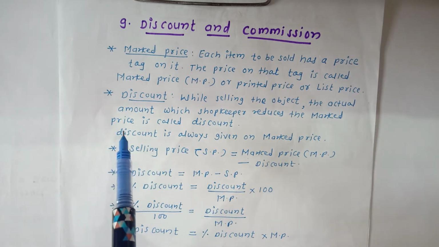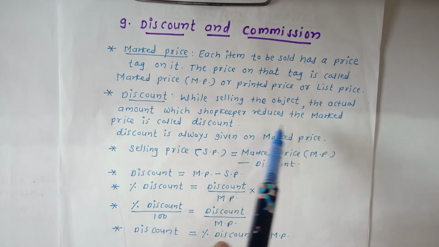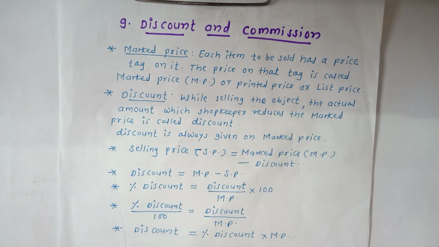Then what is meant by discount? While selling the object, the actual amount which the shopkeeper reduces from the mark price is called discount. Discount is always given on mark price. Now selling price. Selling price, denoted by SP, is equal to mark price MP minus discount. So discount is equal to MP minus SP.